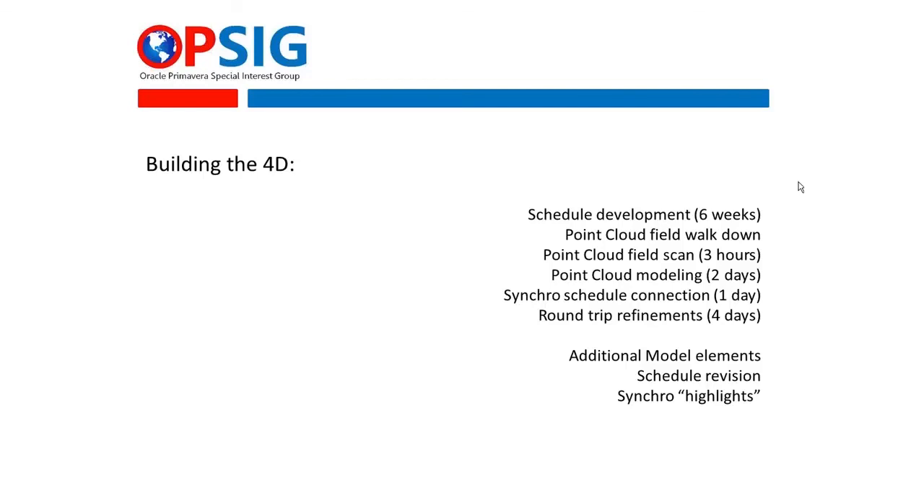Did a point cloud field walk down, meet and greet with the vendor that we selected to partner with. We did a point cloud field scan, took 3 hours, 11 scans on a tripod with a Faro scanner, full color point cloud was a product of that. Then our vendor did point cloud modeling. Took about 2 days to produce a point cloud that'll be the basis for the model that I'll show you in a bit.